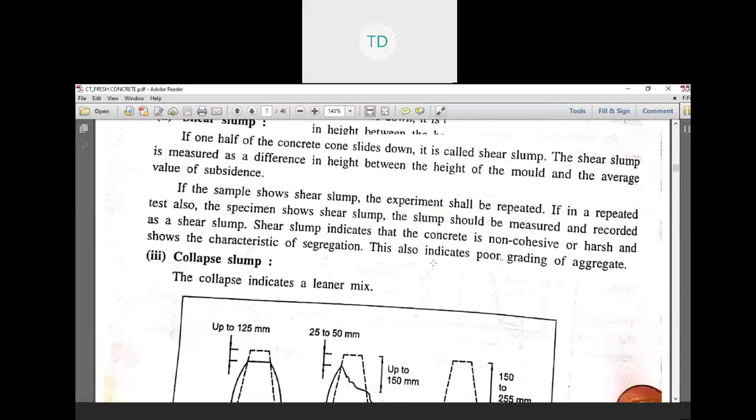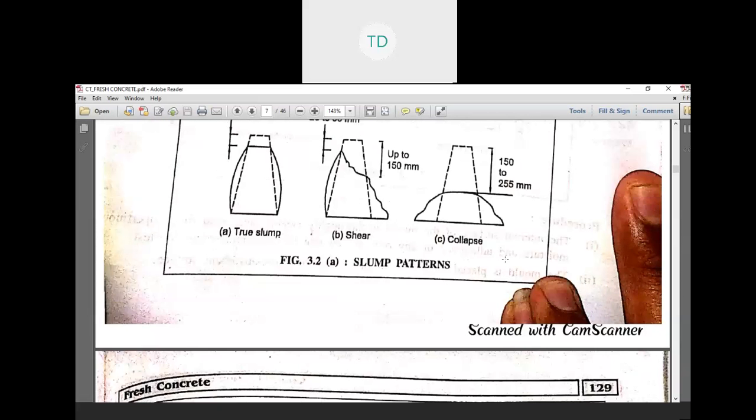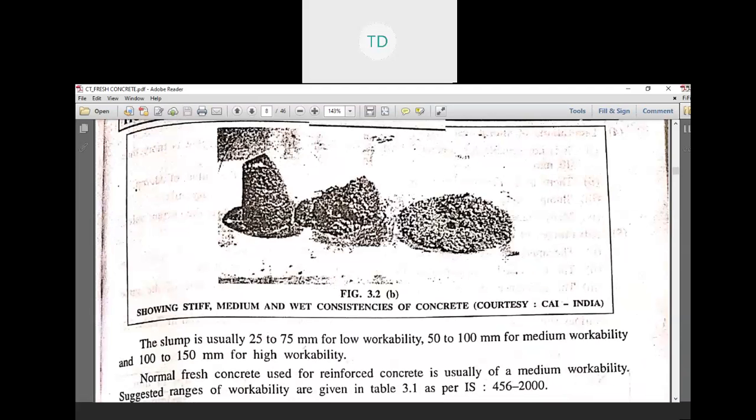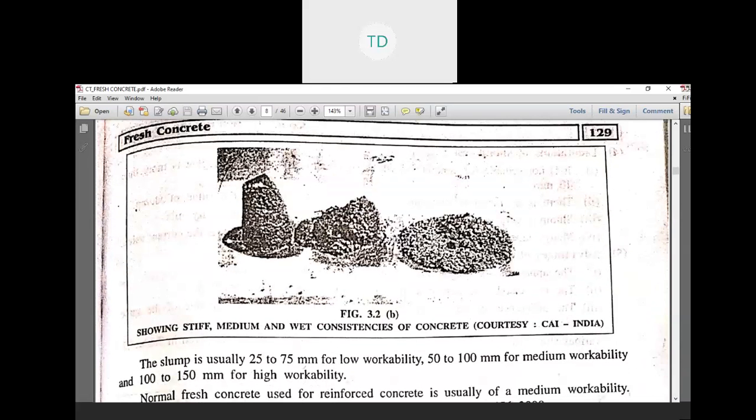Let us discuss some types of slumps. First, true slump, whose value is up to 125 mm. The other one is shear slump, whose value varies from 25 to 50 mm. And the very loose slump is called collapse slump, whose value varies between 150 to 255 mm. The actual image of slump on site is what we are showing.